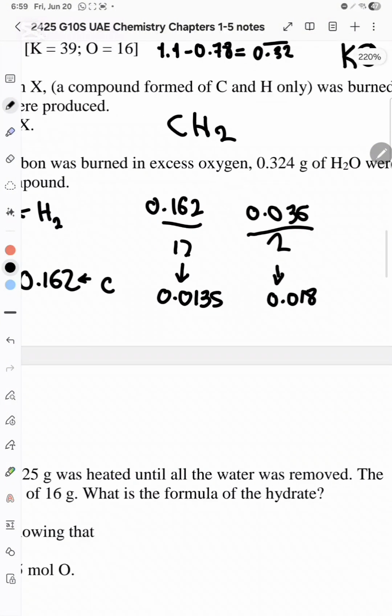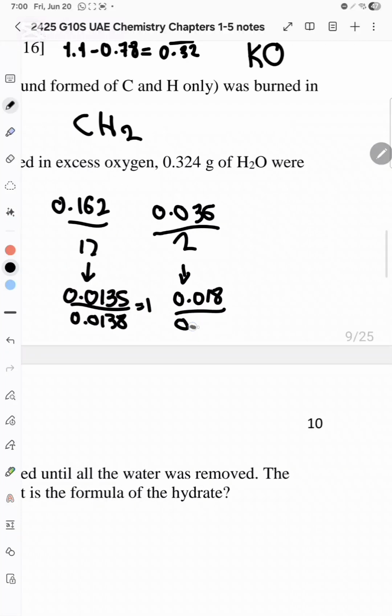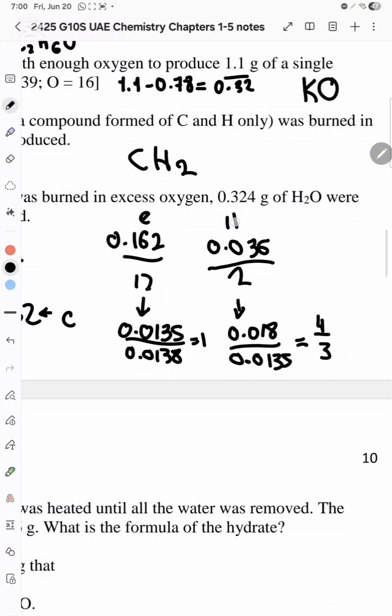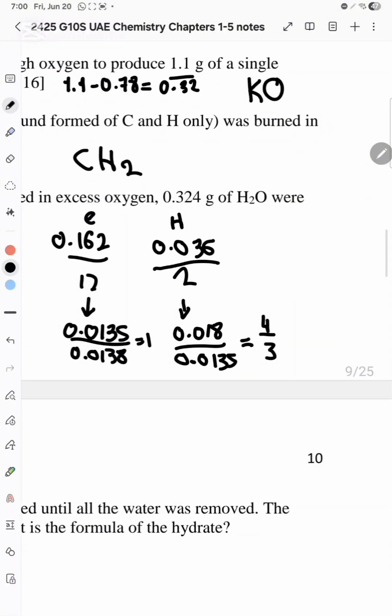Obviously, 0.0135 is smaller, so we divide by 0.0135. This equals 1, and this equals 4 over 3. So to get rid of the fraction, we need to multiply this entire thing by 3. So this is carbon and this is hydrogen, right? If you're multiplying the hydrogen by 3 to get a whole number, because we can never, ever, ever have a decimal as a subscript, so we have to make it whole.